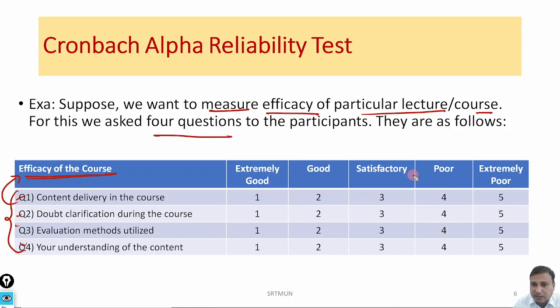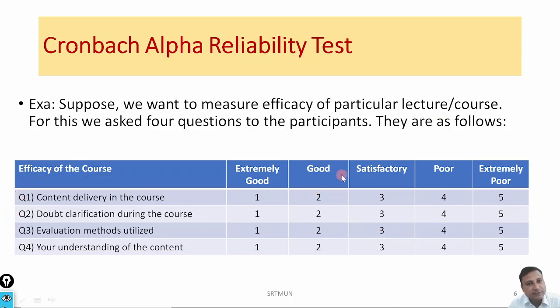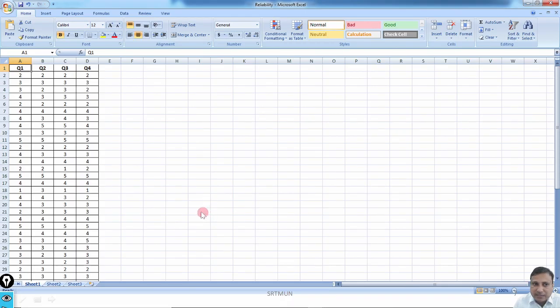Here is the Likert scale, 5 levels: extremely good, good, satisfactory, poor, and extremely poor. My respondent will just tick any one for each question. So this is the way that I am going to get the responses. Now suppose my sample size is 50 and I have collected data on these questions on the efficacy of the course. So here is my data.